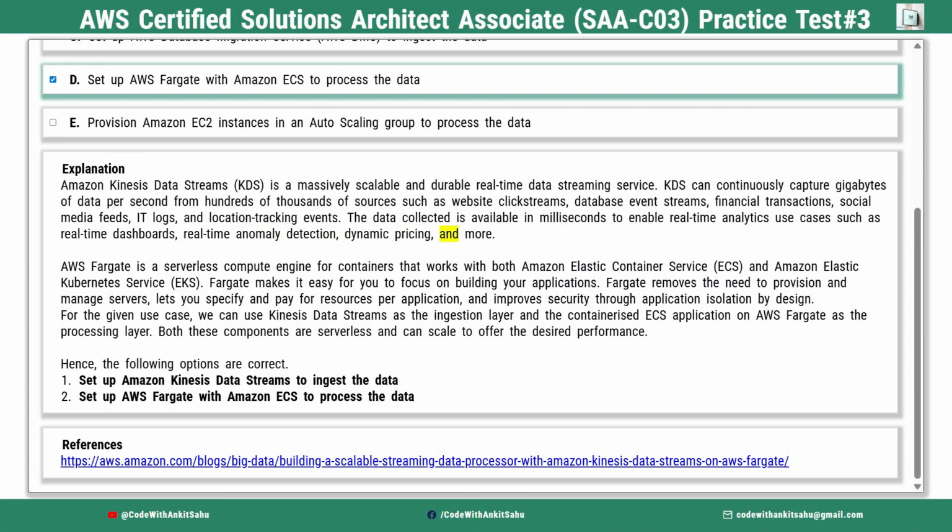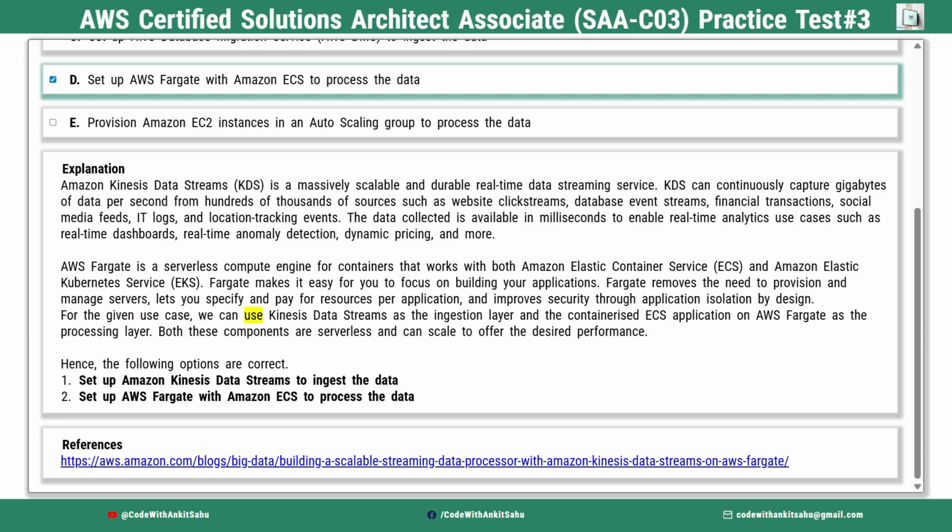dynamic pricing, and more. AWS Fargate is a serverless compute engine for containers that works with both Amazon Elastic Container Service, ECS, and Amazon Elastic Kubernetes Service, EKS. Fargate makes it easy for you to focus on building your applications. Fargate removes the need to provision and manage servers, lets you specify and pay for resources per application, and improves security through application isolation by design.